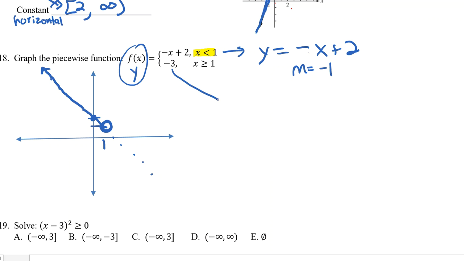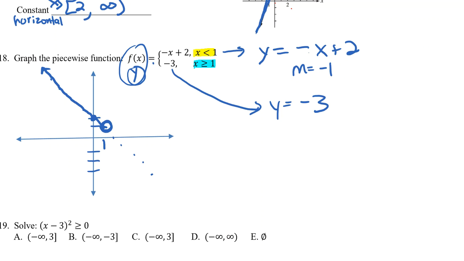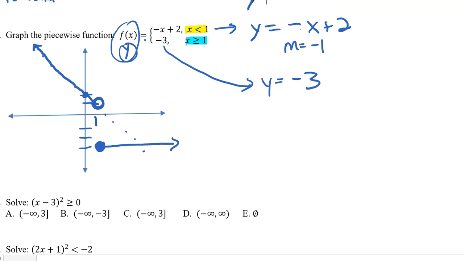And now I'm ready to graph the second part. Remember what this says, y is equal to negative 3. That is a horizontal line, and its domain is when x is greater than or equal to 1. So that part of the line is where I will have the solid circle because the equal to is included. So you're keeping halves of two different lines.